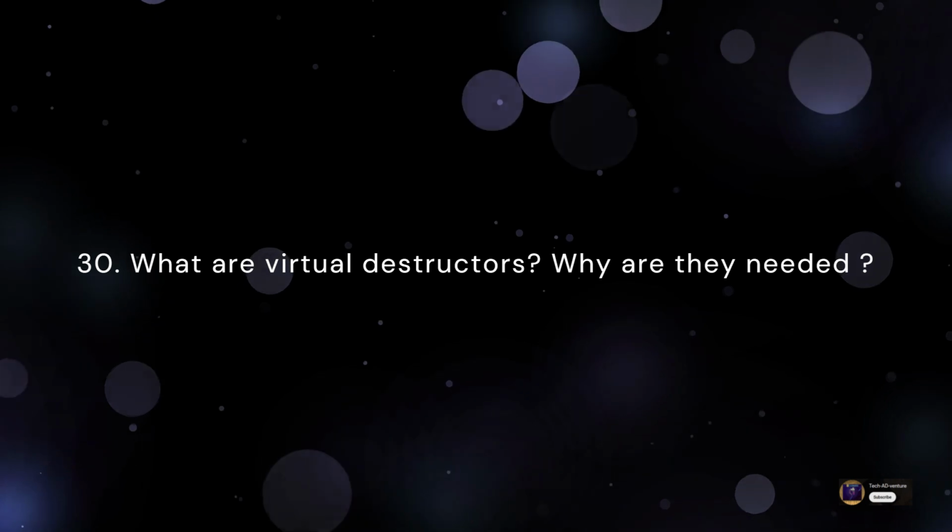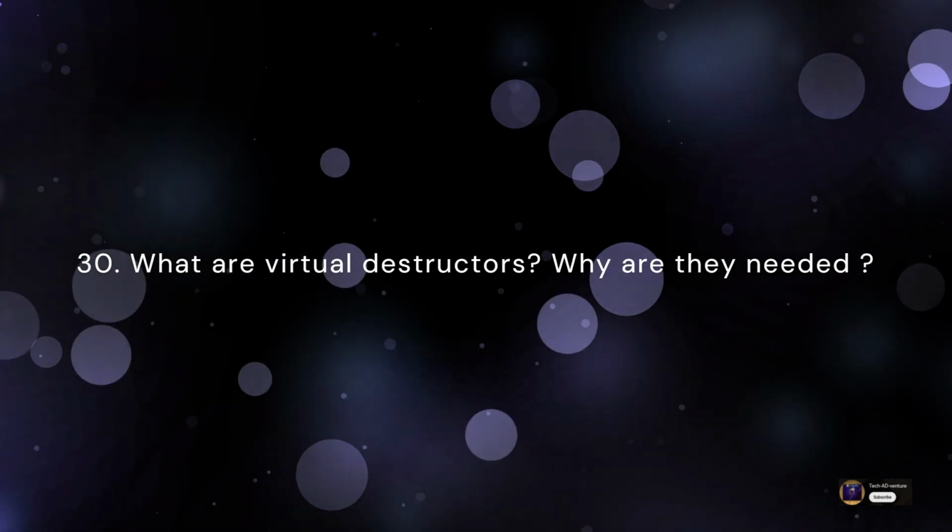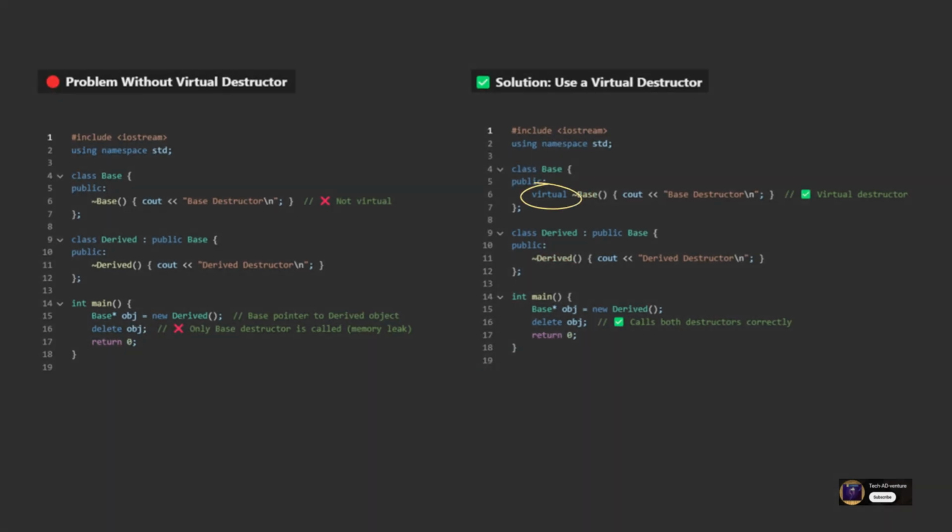30. What are virtual destructors? Why are they needed? A virtual destructor ensures that the correct destructor is called when deleting an object through a base class pointer. This prevents memory leaks and undefined behavior when dealing with polymorphism. If a base class has a non-virtual destructor, deleting a derived class object using a base class pointer leads to incomplete destruction, causing a memory leak.